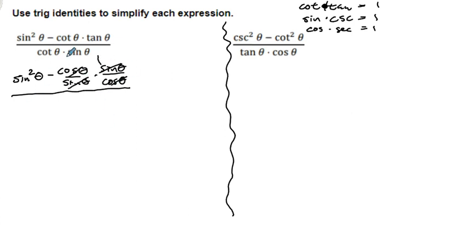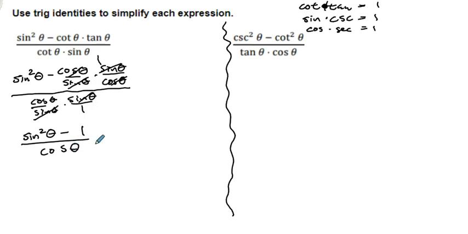And now for the bottom, cotangent, we just went over cotangent. That was the cosine over sine, right? Cosine over sine times sine of theta. Well, in the sine of theta, we can just put over 1, and then you'll see there that our sines cancel. And so this whole simplified expression looks like this: sine squared theta minus 1 over cosine theta.